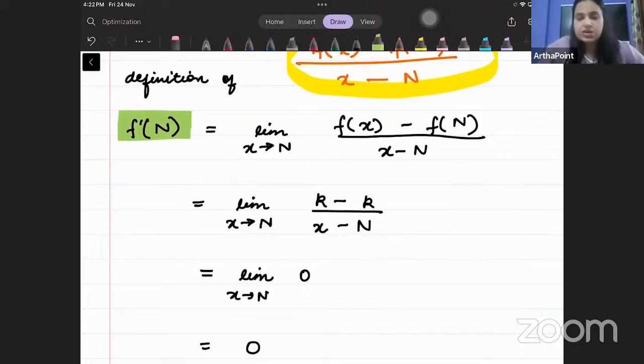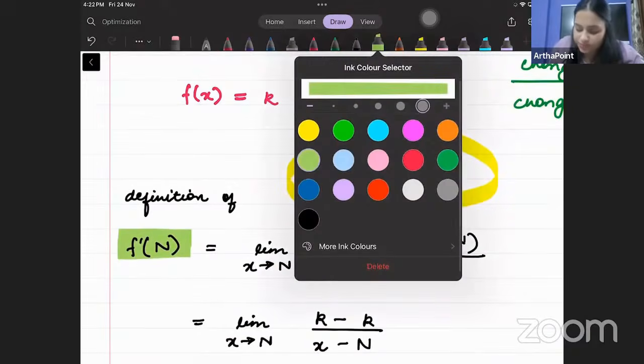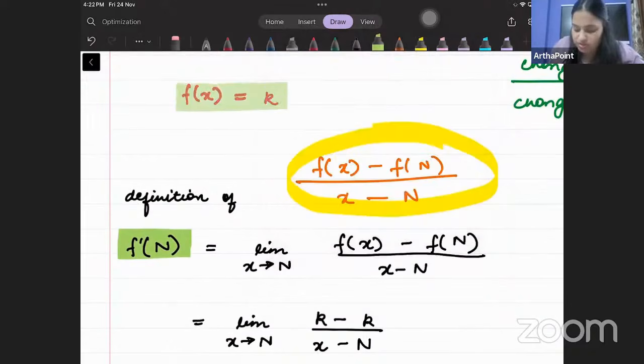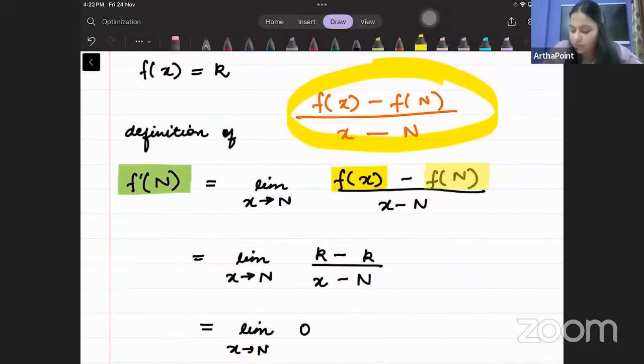Okay, now let's see this. So beta, suppose I told you that my function is some value. I am telling you that my function is k. So now what will happen, beta? The value of function f(x) minus f(n) upon x minus n, and x is tending to n. x is approaching n and I have to find the difference between function values upon difference between values.